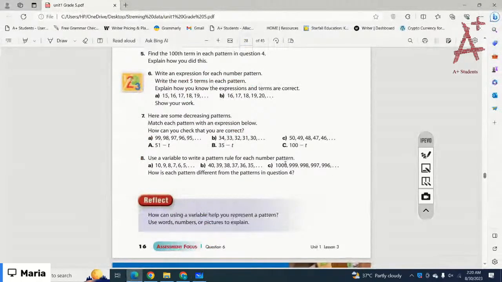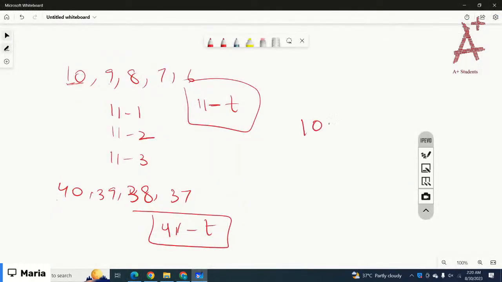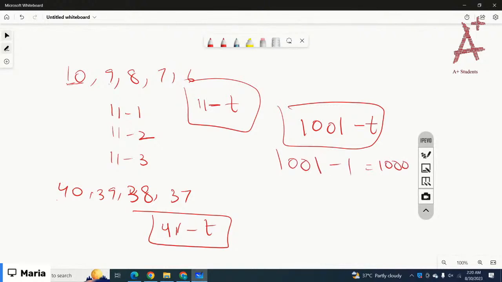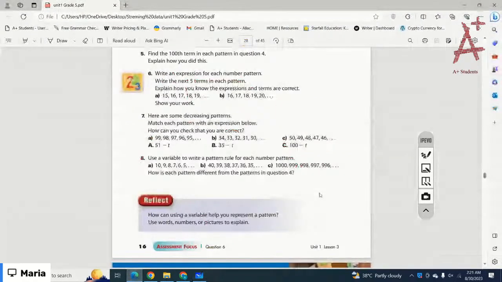And then for the last one, it starts with 1,000 and decreases by 1 every time, right? That means it would start with 1001 minus t, because you have to subtract 1. Like for the first term you subtract 1001 minus 1, and you will get 1000, right? Okay, we are done with the lesson.